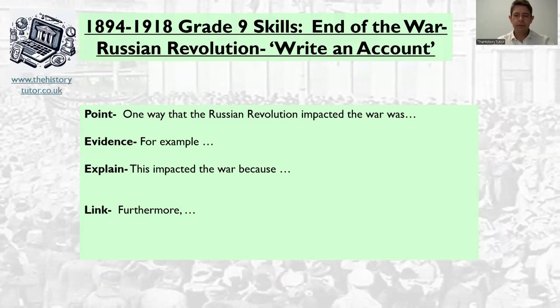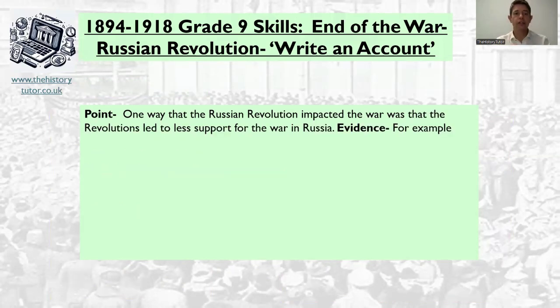Okay, got an idea? If you pause me, got an idea? So here's a good starter that I've come up with. So one way the Russian Revolution impacted the war was that the Russian Revolution has led to less support for the war in Russia. Okay, so the people didn't really support the war so much. Right, so what's an example of that? Have a look through your notes again. What event shows that? Okay, over to you. Pause and give it a go.